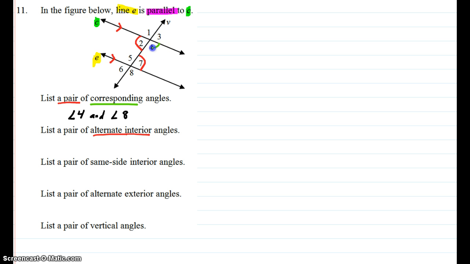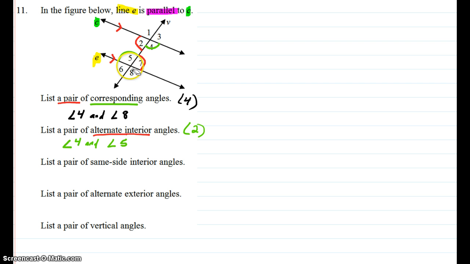Also, there's angle 4 with angle 5. So that's the pair I'm going to write, angle 4 and angle 5. So this one had 2 answers, whereas the pair corresponding actually had 4 answers.